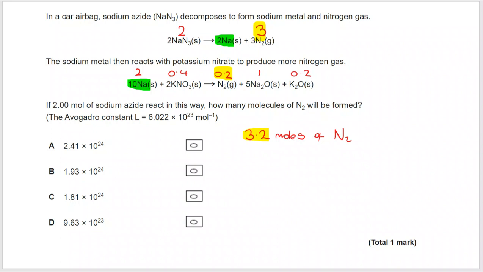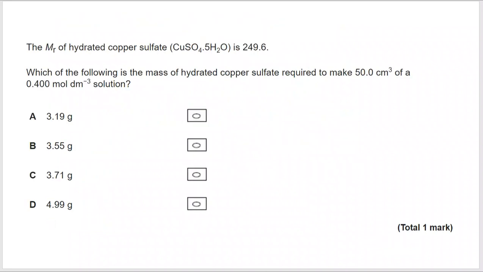I don't want moles, I want molecules. So I'm going to multiply that by Avogadro's number, which is provided. We do that and we get 1.93 by 10 to the 24. Correct answer is B. Next question for you to have a go at.